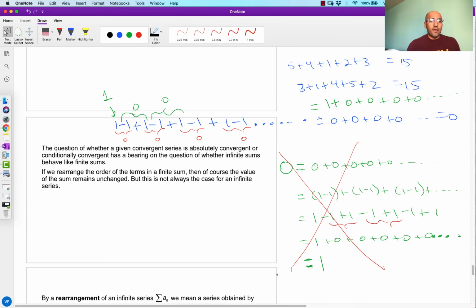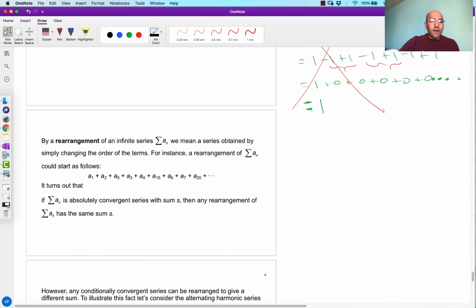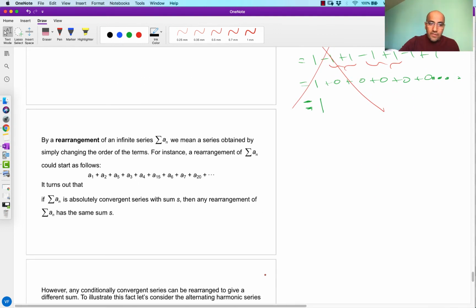A rearrangement of a finite number of terms is always allowed. You're always going to get the exact same sum. On the other hand, a rearrangement of an infinite sum is only going to give you the same sum under certain conditions, right? By a rearrangement of an infinite series a sub n, we mean a series obtained by simply changing the order of the terms.